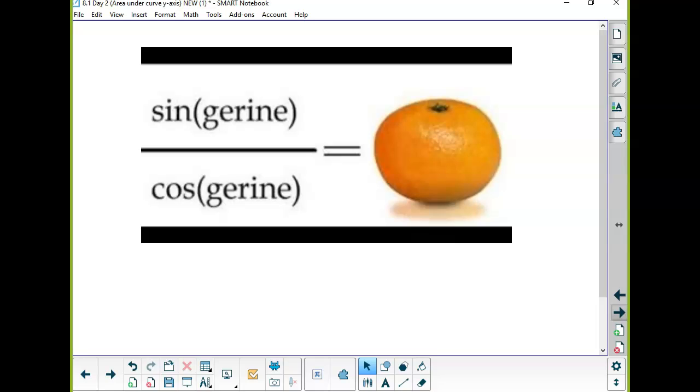Okay? All right. I'm sure you've all seen jokes like this. This is our quote for the day. The sine gerene and cosine gerene is equal to tangerine. Okay.